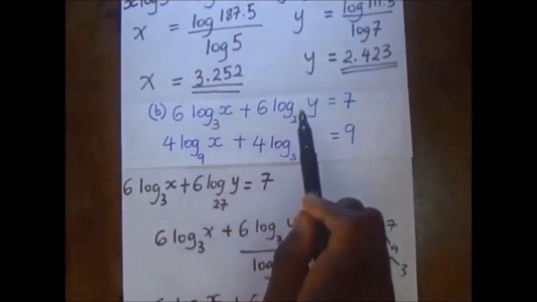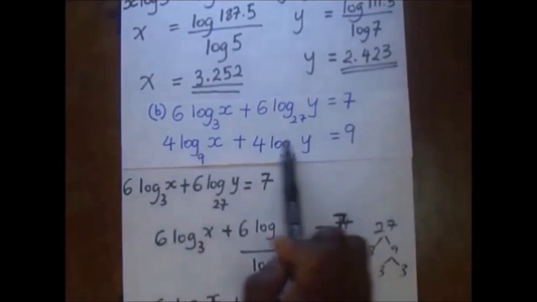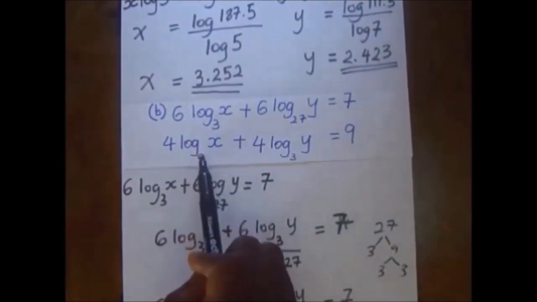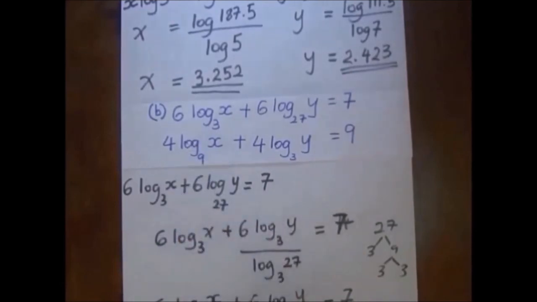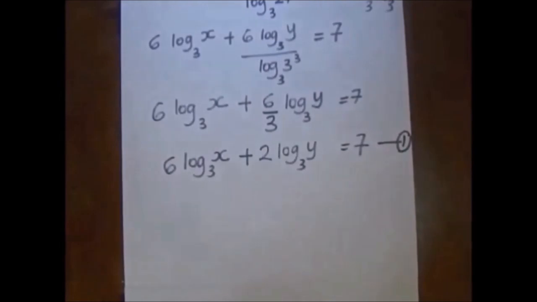So we have manipulated this equation, we have simplified it, and we have made sure that all the terms with logarithms are to the base 3. So we are going to do the same to this second equation. It means you are going to convert this term log base 9 into log base 3.